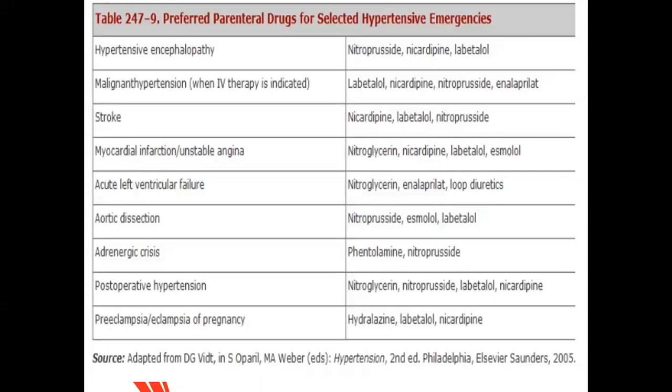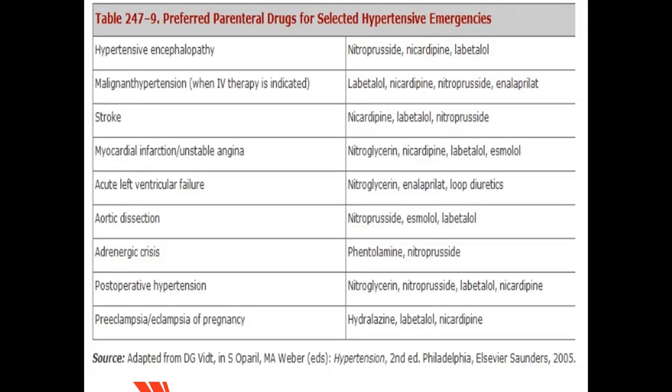For patients with aortic dissection, especially during open heart surgery, where you want to clamp and unclamp, nitroprusside should be one of the drugs that should be in your emergency tray. And an adrenergic crisis, patients with multi-endocrine disorders, patients that are coming for common surgical procedures that tend to induce severe adrenergic crisis, phentolamine and nitroprusside become your friendly agents.